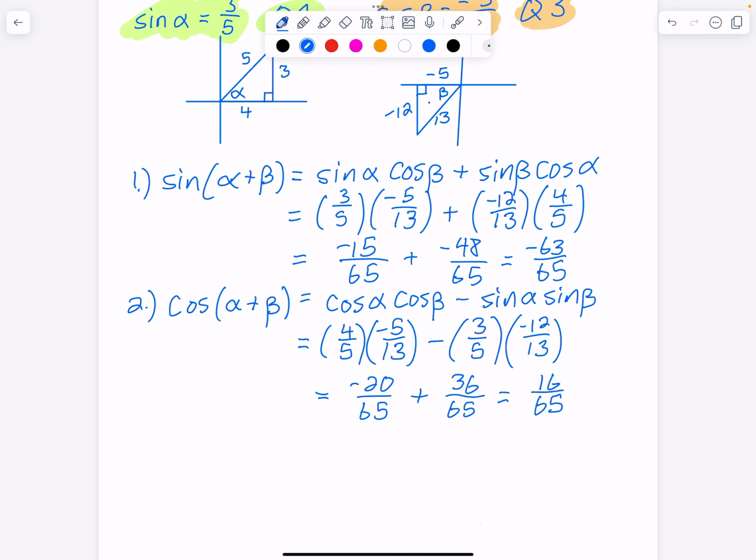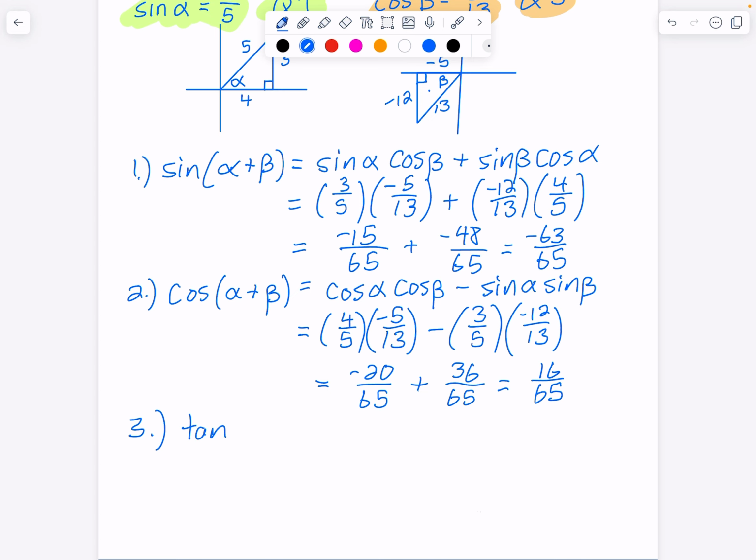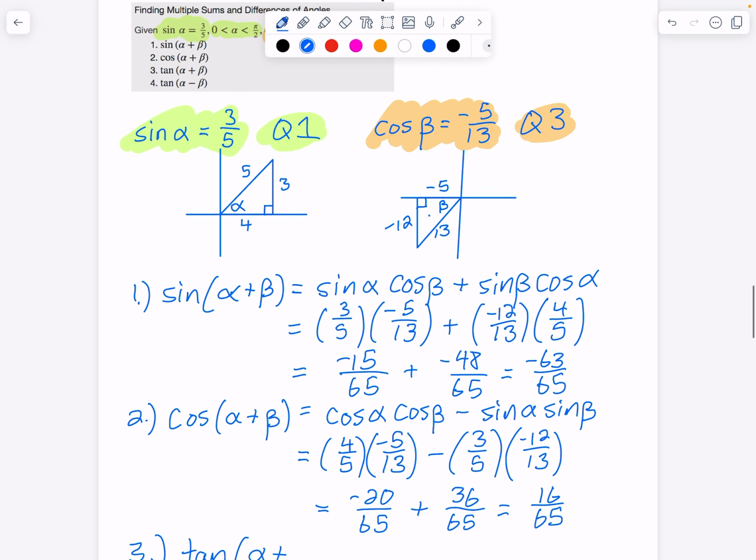which is going to give me 16/65. So what's nice about these problems is if they give you multiple like this, 1, 2, 3, 4, you're going to do the work in the first one, and then it's really just filling in things. All right, so tangent of alpha plus beta.